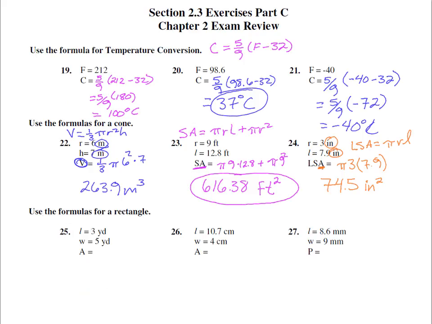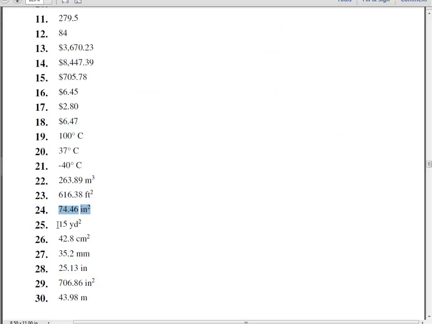Number 25. Use the formulas for a rectangle. So a rectangle has a formula for area. Area equals length times width. So this will be 3 times 5. So we get 15, and it's yards times yards, which would be yards squared. And we note that we are in an area, so that makes sense. Can check our answer. 15 yards squared is correct.